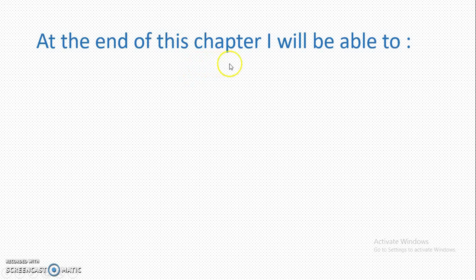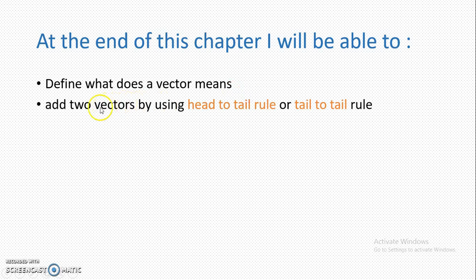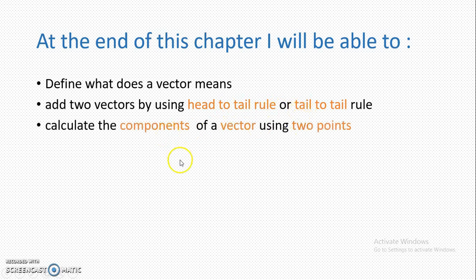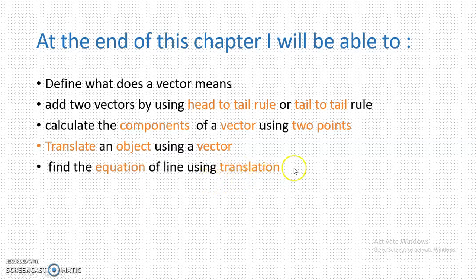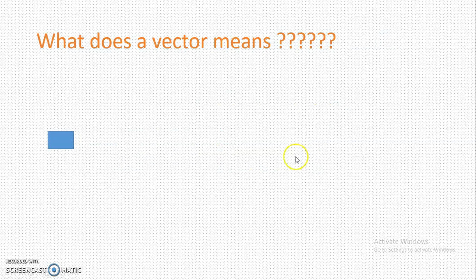At the end of the chapter I will be able to, first, define what a vector means, and add two vectors by using the head-to-tail rule or the tail-to-tail rule. Calculate the components of a vector using 2 points. Translate an object using a vector. Find the equation of a line using a translation.